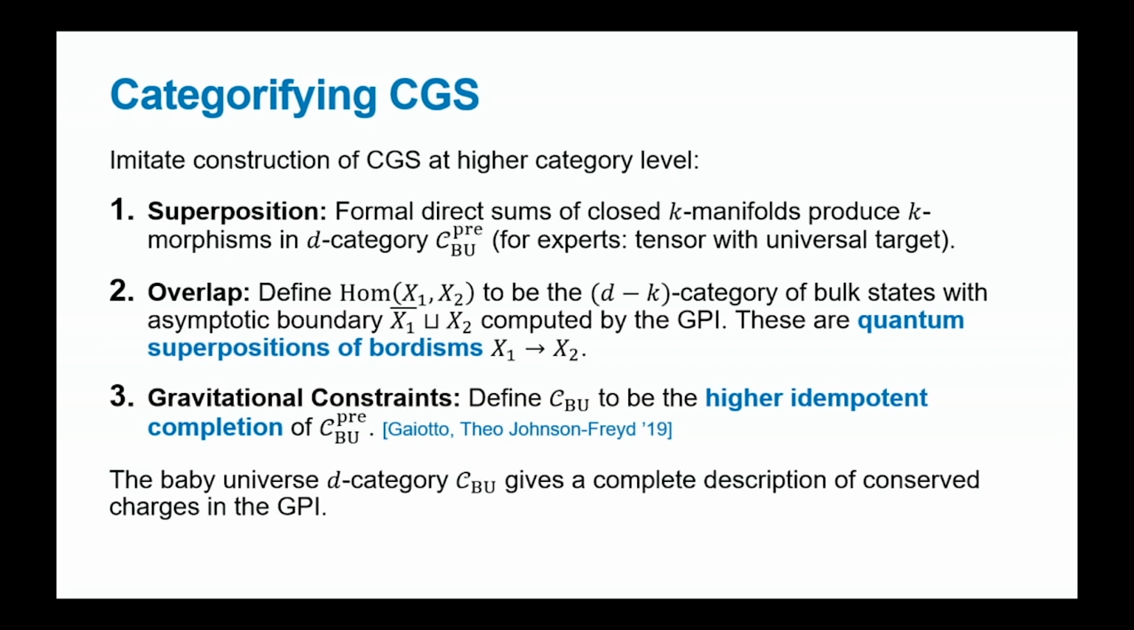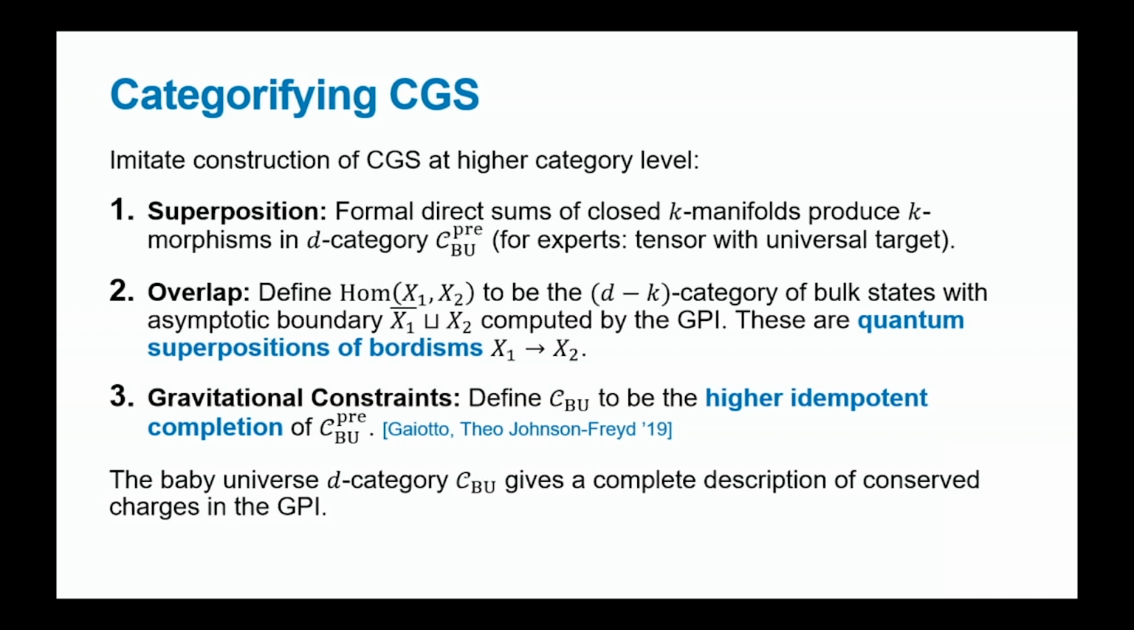Good. So I form this categorical version of the Cauchy completion, and what I get at the end of the day is a D category. So this D category is a complete description of the conserved charges carried not just by closed slices of codimension 1, but closed slices of any codimension.